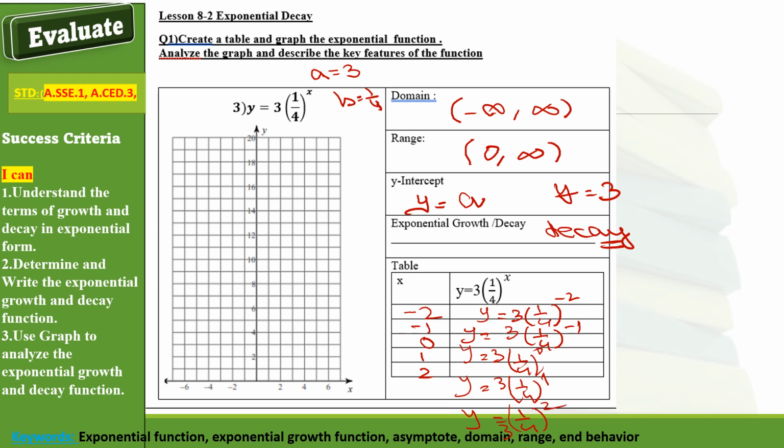Now, if you type them one by one in the calculator, the first one will give you 48. When you substitute -1, you will get 12. When you substitute 0, you will get 3. And then so on, right? The most important thing is to take at least 3 values. Okay, so on -2, you get 48, which is very, very high.